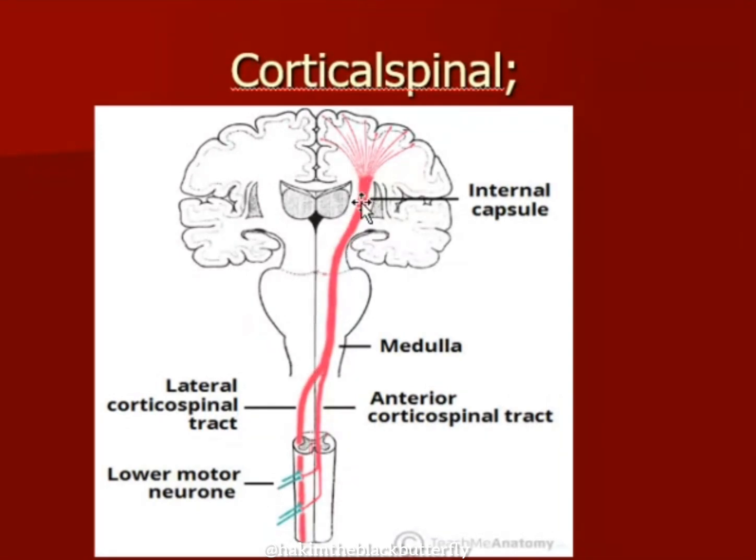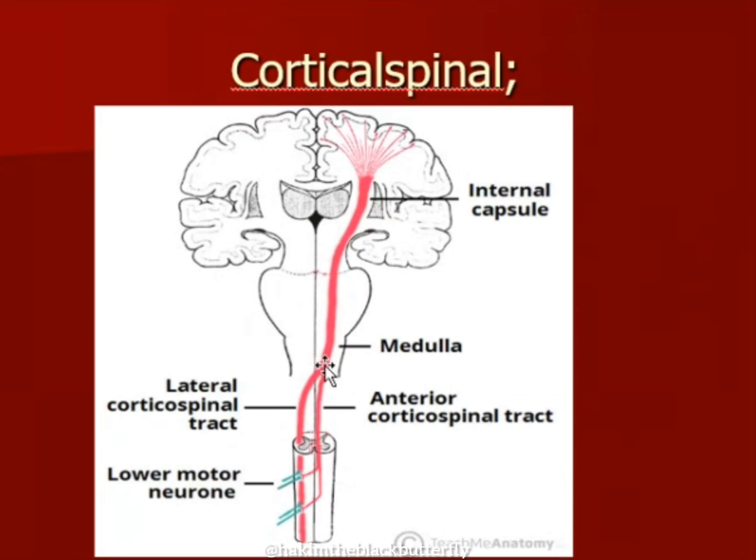So when the descending tracts are passing through the midbrain, we call them cerebral peduncles. When they are passing through the pons, we call them the pyramidal tract. And when they reach the medulla oblongata, we call them pyramids. And they are made up of axons of upper motor neurons. Now, what happens to them after they have reached the medulla and are known as the pyramids?